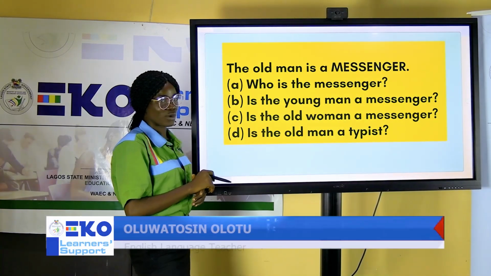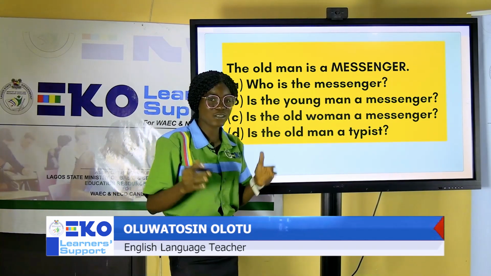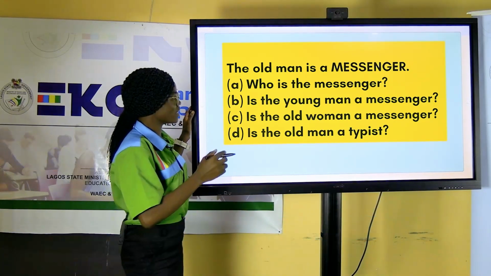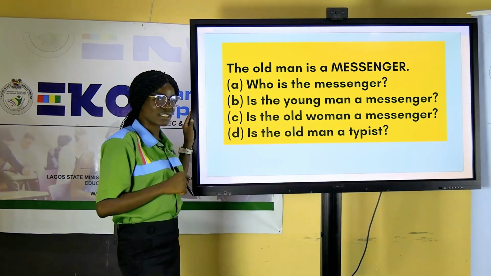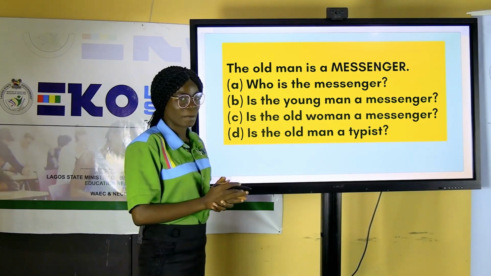Okay, one more before the question. The old man is a messenger. Look at the options. Who is the messenger? Where is the emphatic stress before we proceed? The emphatic stress, of course, is on messenger.